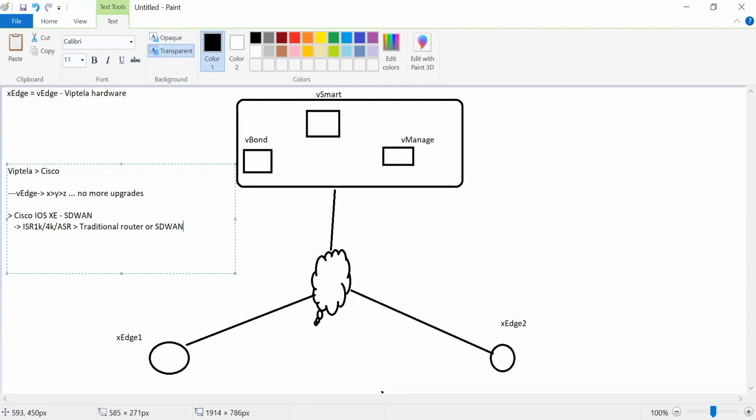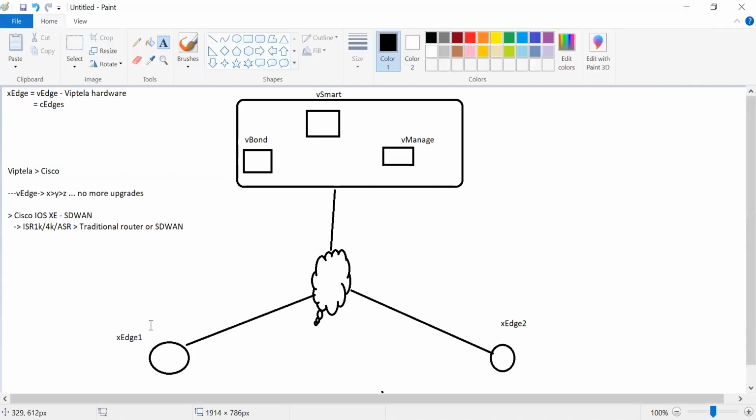So in case any company has Cisco routers they purchased in the past, they can use those Cisco routers as a traditional router or as an SD-WAN box. It's just a matter of IOS XE, the latest IOS, and one command which we need to configure to say that now it would be part of the SD-WAN domain, or part of the known SD-WAN network. So these X edges can be V edges, or they can be Cisco routers. When they are Cisco routers, they are called C edges.